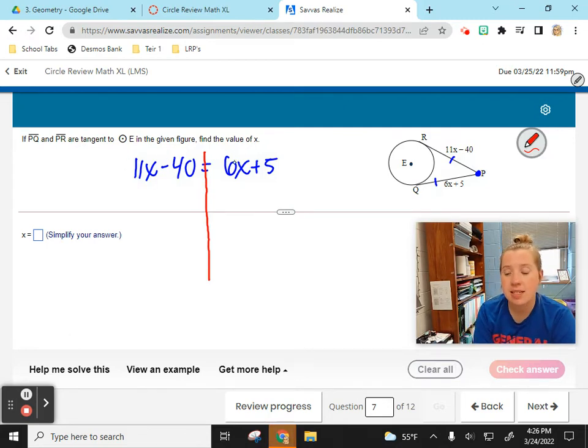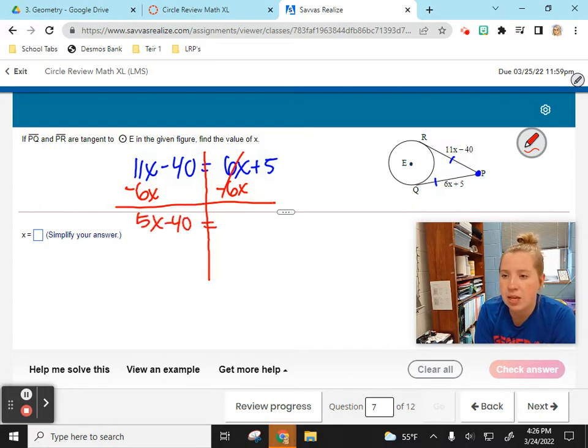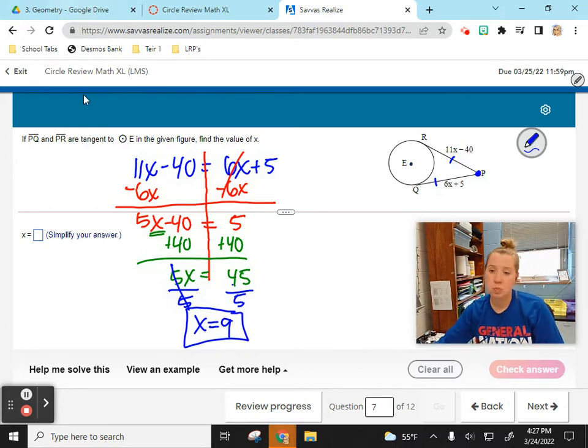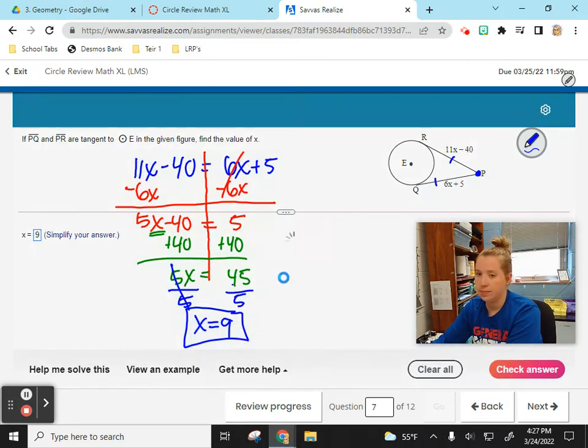The first thing that I see as a problem is that I have an x on both sides of my line. So I'm going to subtract 6x from both sides. And I'm going to get 5x minus 40 equals 5. Now my whole goal is to get this x by itself. So I'm going to add 40 to both sides. 5x equals 45. And then I want to get x by itself, get rid of this 5 by dividing by 5. 45 divided by 5 is 9. My answer here is 9.